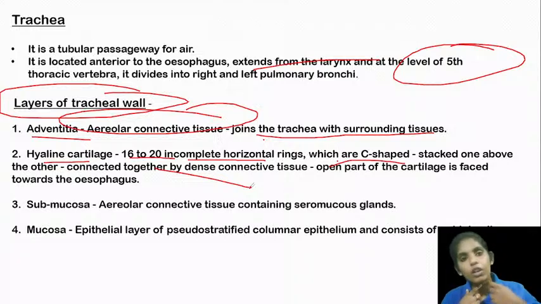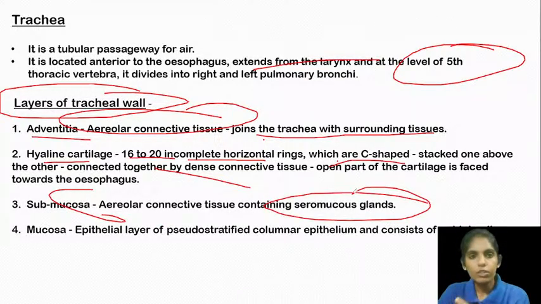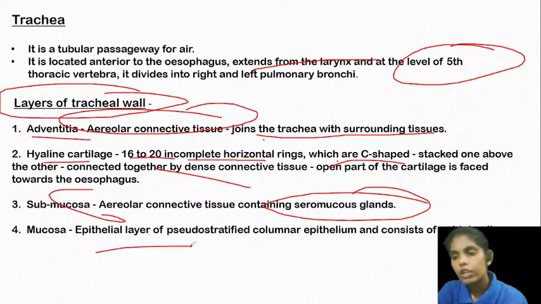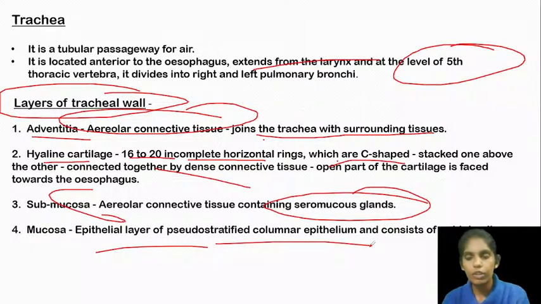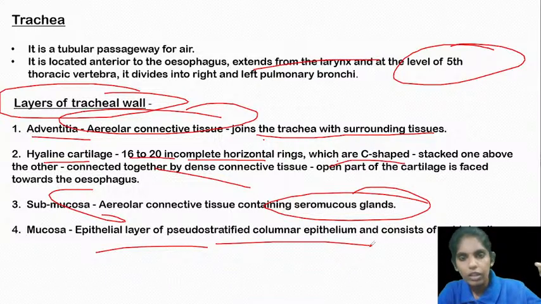That means that part is present towards the back side. The other layer is the submucosa, which is an areolar connective tissue consisting of seromucous glands. That means these glands will produce the mucus and some serous fluid. The innermost layer is the mucosa layer, and it consists of pseudostratified columnar epithelium, and it consists of goblet cells. These goblet cells will produce the mucus. So that is about the layers. The outermost layer is the adventitia, then the rings of hyaline cartilage, then the submucosa and the mucosa.